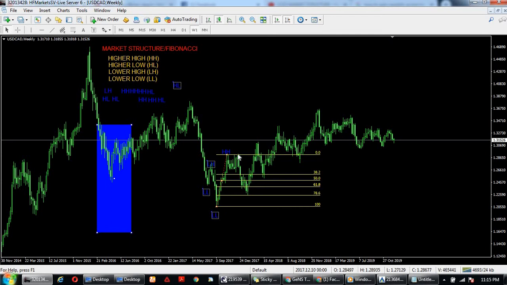And we could see now price pulled back into the 78.6 area, and then all the way back to the upside for a more impulsive move, confirming the change in structure of the market from the downtrend to the uptrend.